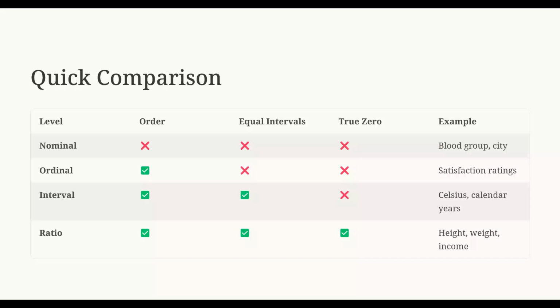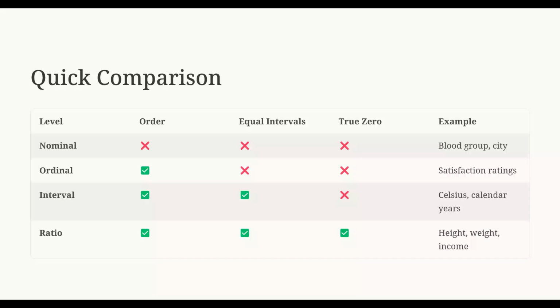And third is interval. Now in interval, we have ordered numbers. Equal intervals, yes, equal intervals. It has no true zero. Examples are Celsius temperature, calendar years.